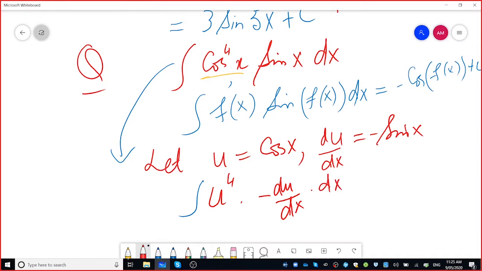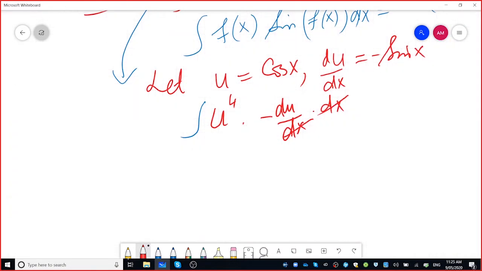Any question till now? No. So this dx and this dx get cancelled. Okay, so what do we now have? This thing becomes u to the power of 4 du, and I take the minus out. Can you let me know what is the answer of this thing?